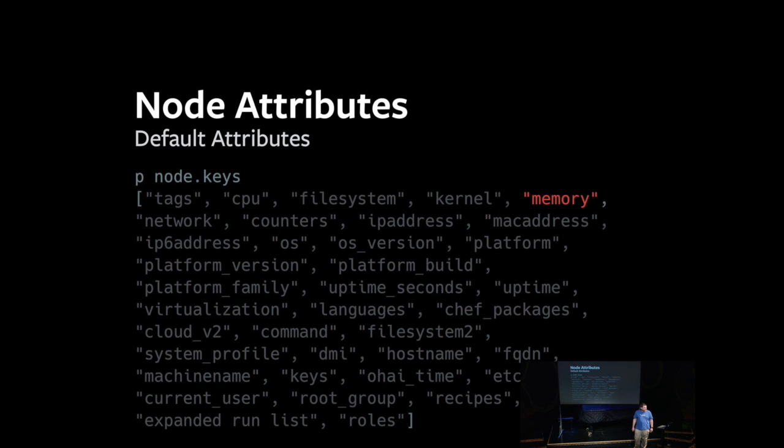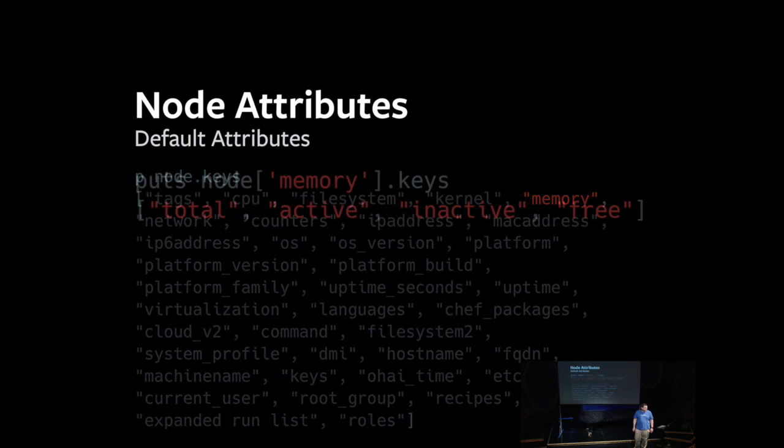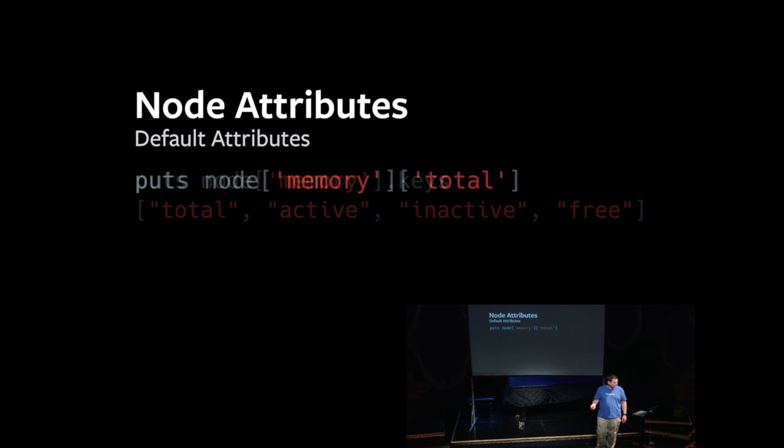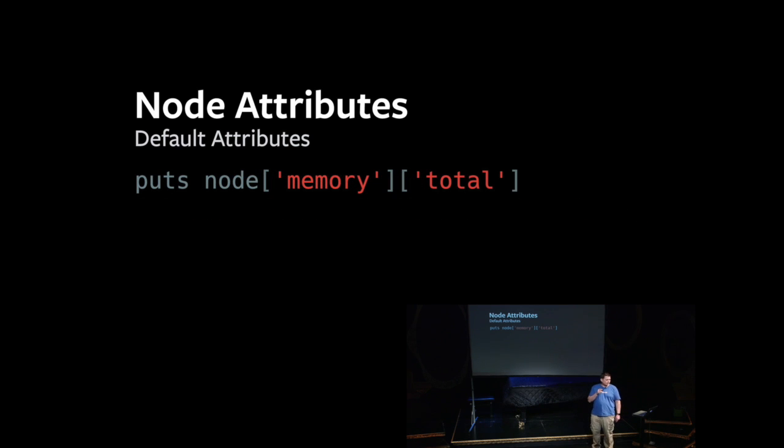We'll take memory, and we will look at the keys that memory has. So within memory, we have the keys total, active, inactive, free. Well, let's take a look at one of those. Let's go with total memory. So we're going to print the value of node memory total, and see what we get. As you can see, this node has 16 gigs of memory. The namespacing of this value tells us everything we need to know about it. It is the total memory for the node.